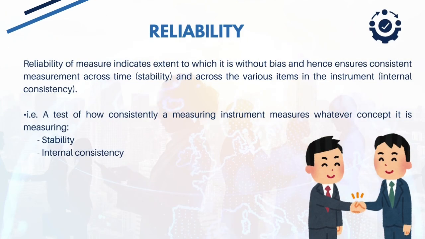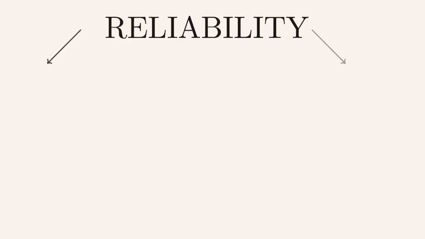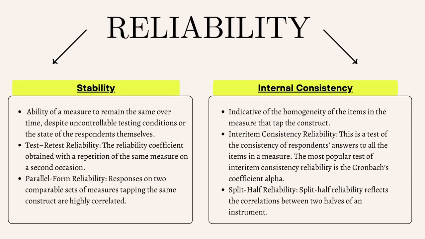Reliability. Reliability of a measure indicates the extent to which it is without bias and hence ensures consistent measurement across time, stability, and across the various items in the instrument, internal consistency. In other words, reliability is a test of how consistently a measuring instrument measures whatever concept it is measuring, stability, and internal consistency. Reliability measures stability and internal consistency.